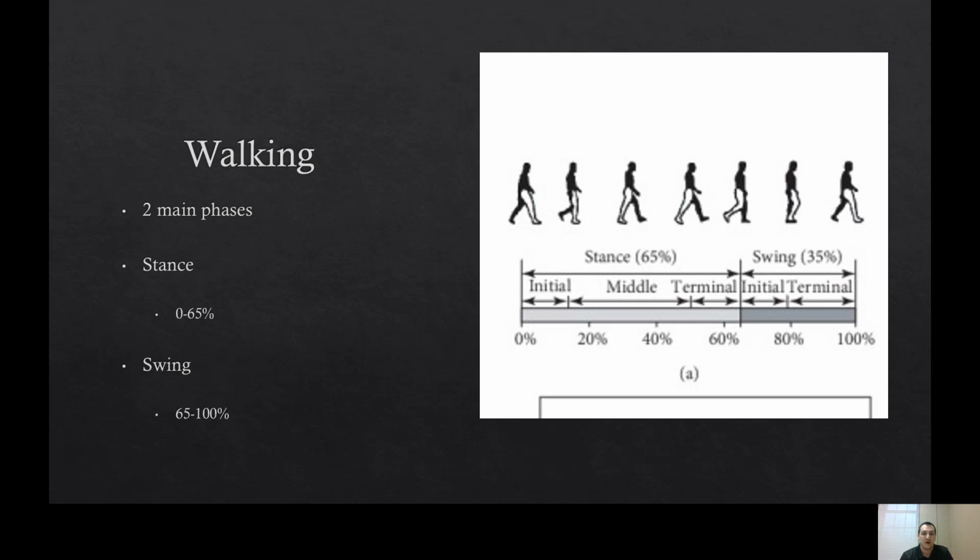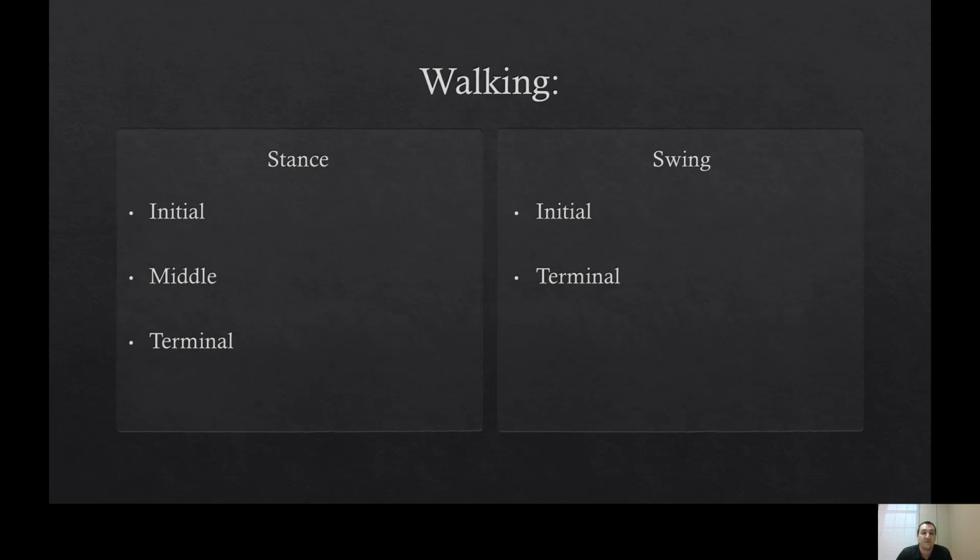The stance phase takes up 3 different phases in itself. You have the initial, the middle, and the terminal. So for initial, it is from the heel strike to flat foot. So let's say you start with your left foot. So when your heel hits to a flat foot, and then middle is from flat foot to the opposite heel strike, and then terminal is opposite heel strike to toe off.